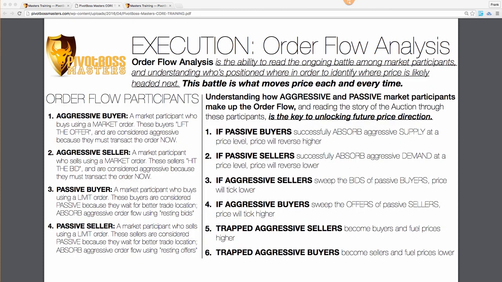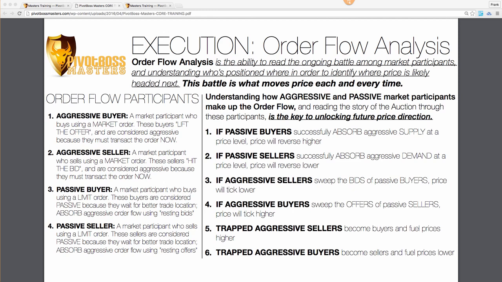So order flow analysis is the ability to read the ongoing battle among market participants and understand who's positioned where in order to identify where price is likely headed next. This battle is what moves price each and every time.